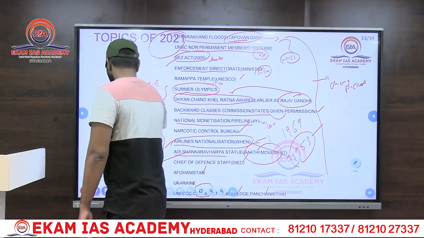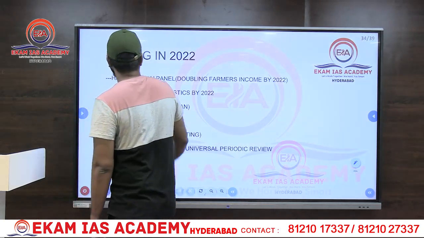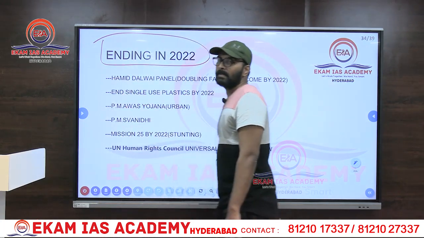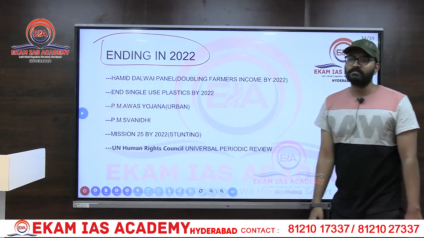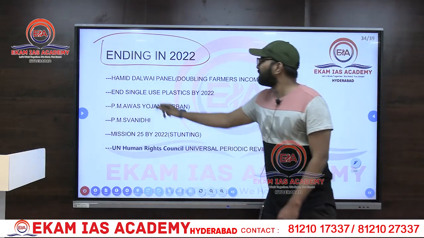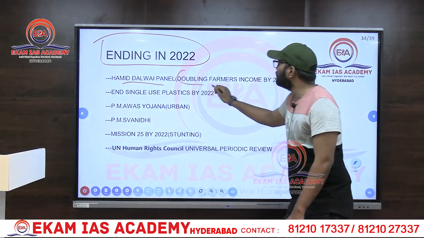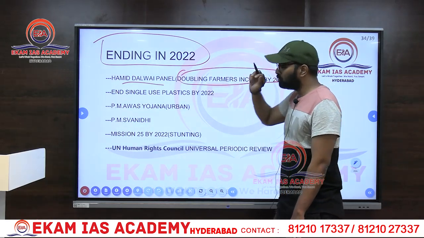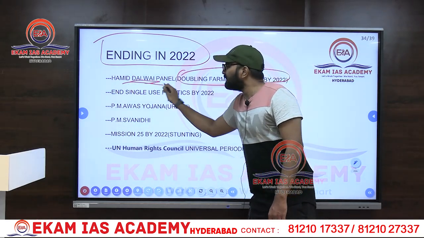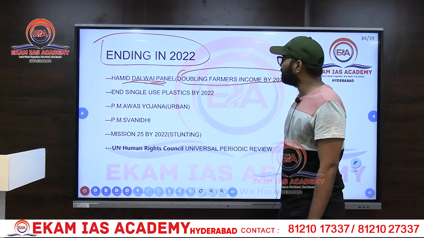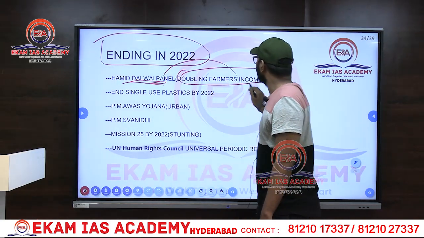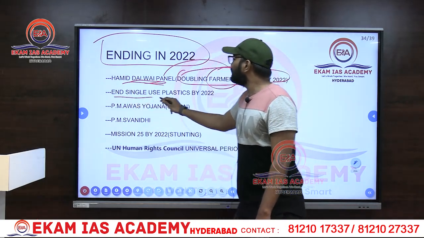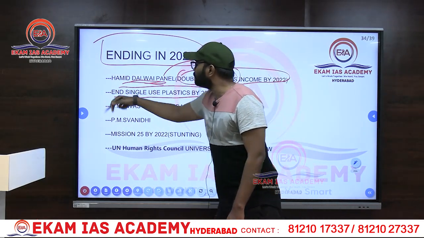So, next one is, this is another thing. Ending in this year, what are the things are ending? One is what? Hamid Dalwai panel on what? Doubling the farmer's income. So there may be a question. I am telling that what are the, see here, recommendations of this person, Hamid Dalwai panel, related to which one? Agriculture.